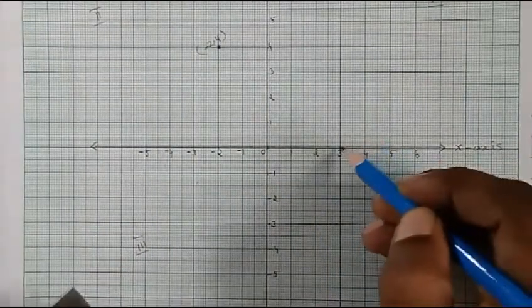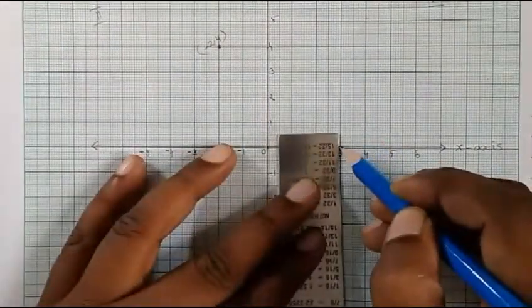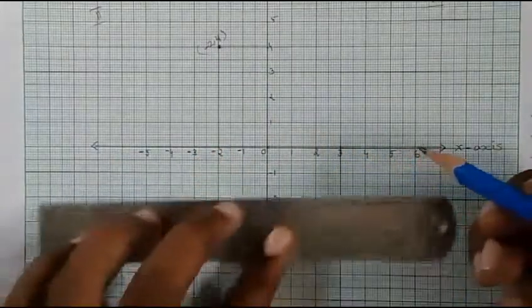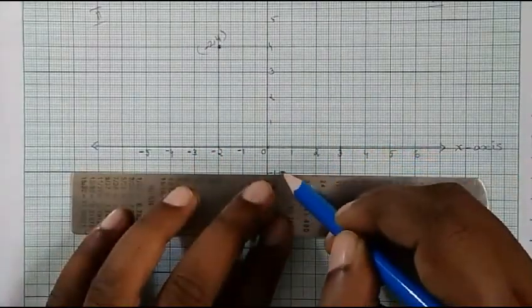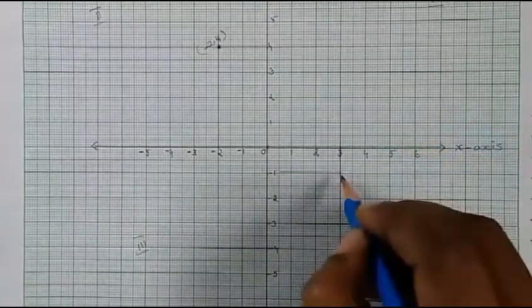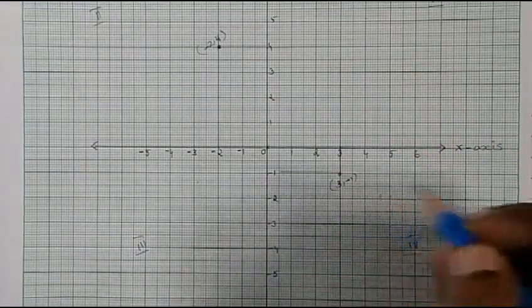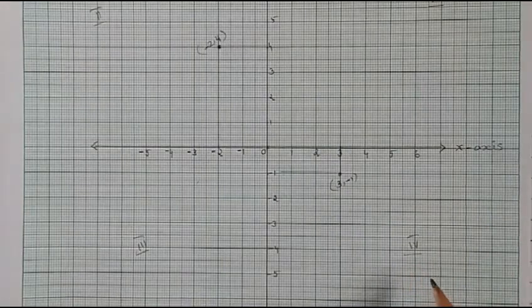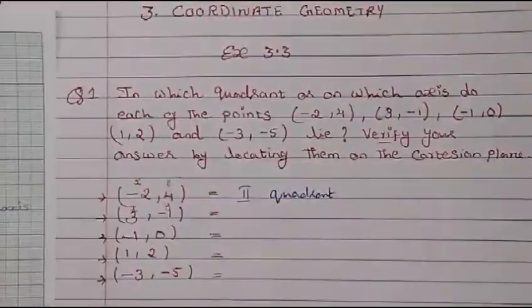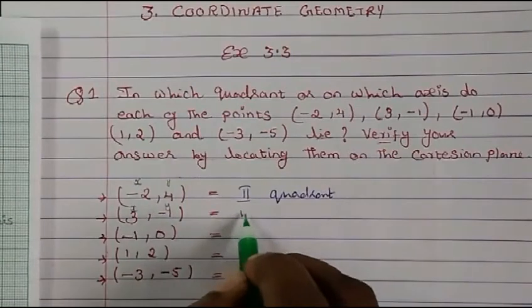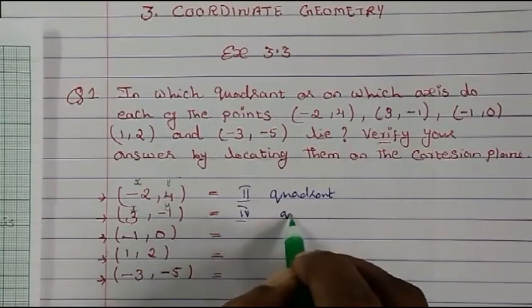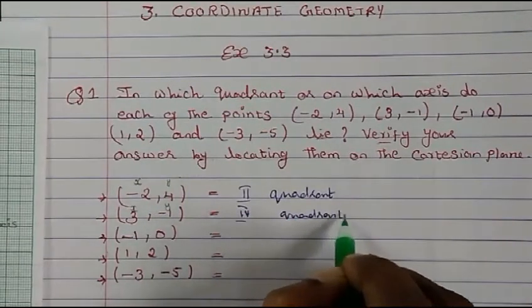So let's draw the line. From 3 we draw the line, and from minus 1 we draw the line. So it is meeting at this point, 3 and minus 1. So this is which quadrant? Fourth quadrant. So this is on the fourth quadrant.